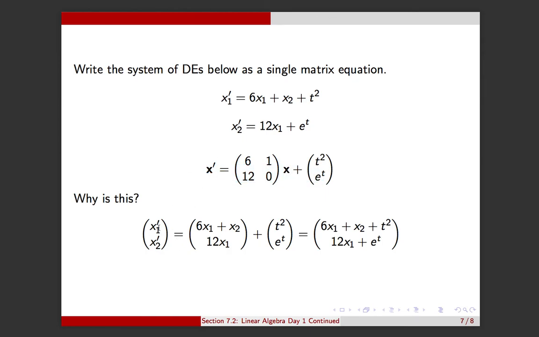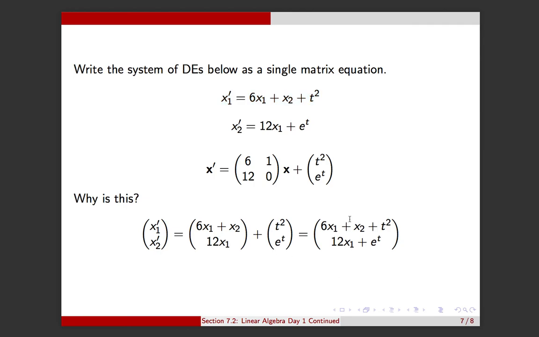So bold x prime is an x1 prime, x2 prime. I did the multiplication, sorry, I can't get the highlights to work, right here. So I have a 6x1 plus x2, top entry. 12x1 plus 0x2, bottom entry, 12x1, right? Plus, in the top, x1 prime is supposed to have a plus t squared. In the bottom, plus an e to the t. So if I take this guy and combine everything, the t squared goes up top, e to the t goes to the bottom, and then what am I saying? I'm saying x1 prime equals 6x1 plus x2 plus t squared. That's precisely what was said right there. Similarly for x2.